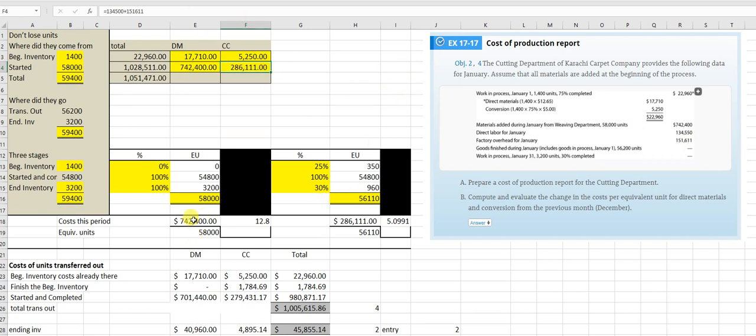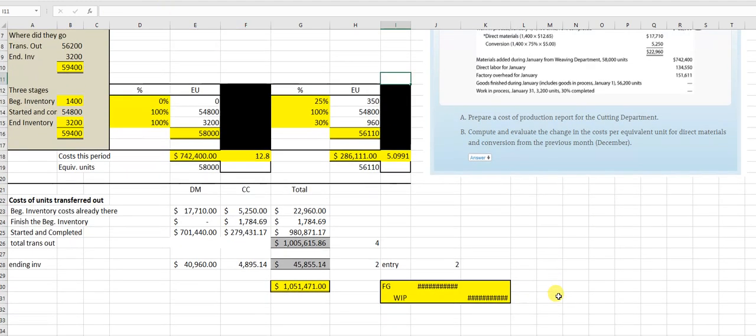And so I take my costs this period, which are the 742,400, and I take my cost this period for conversion costs, which are this, and I divide by my units this period, which are the 58,000. So notice I exclude beginning inventory units, so I exclude beginning inventory costs. So cost this period divided by equivalent units this period. So I get 12.80, which is that divided by that, and I get 5.0991. Okay, and I took it out to 4 decimal places just to make sure that I don't have any issues with rounding.